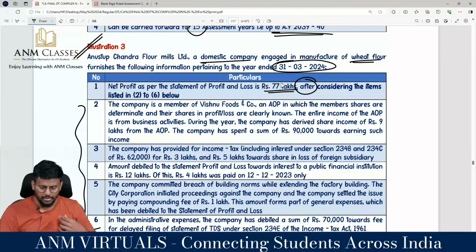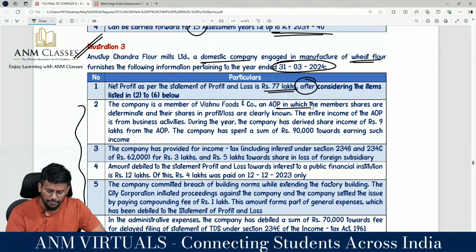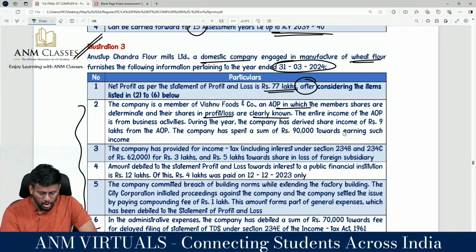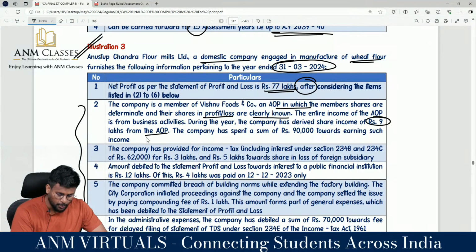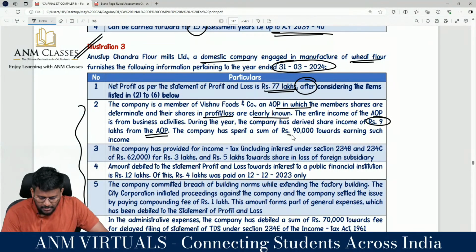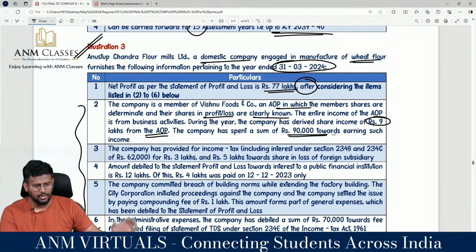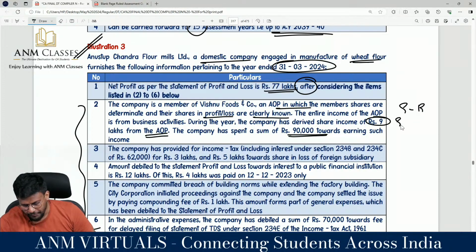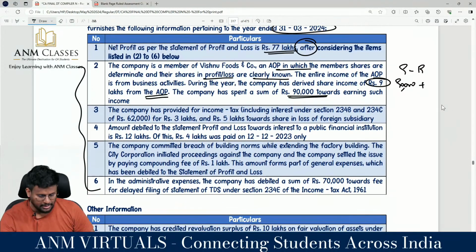Company is a member of Vishnu Foods and Company, an AOP in which the members' shares are determinate and their shares in P&L are clearly known. Entire income of AOP is from business activity. During the year, the company has derived share income of 9 lakhs from the AOP. Company has spent a sum of 90,000 towards earning such income. That means this 9 lakh has been credited to P&L account, should be removed, and 90,000 debited to P&L account should be added back.